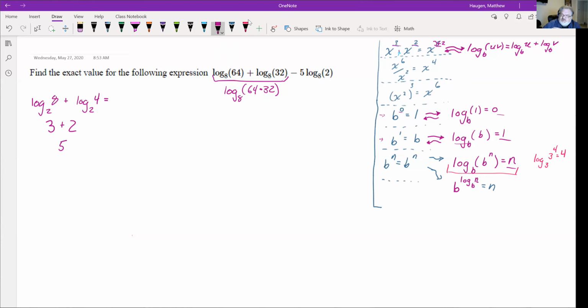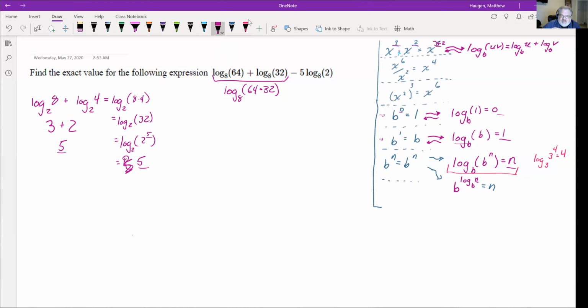But what if we use this property and said, okay, the log base 2 of 8 times 4. What's 8 times 4? 8 times 4 is 32. Well, what do we know about 32? We might know that 32 is 2 to the 5th power, because it is. Well, log base 2 of 2 to the 5th is 5. Same 5. Fair?